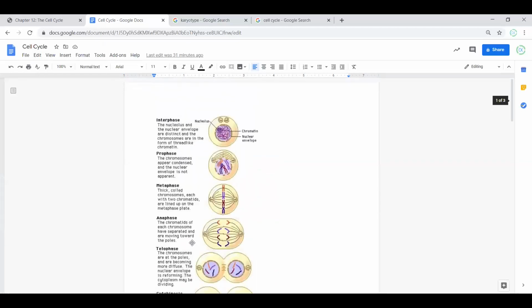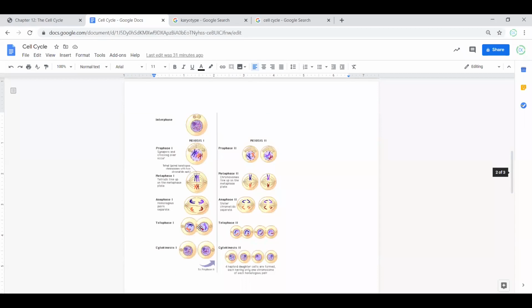Mitosis only takes place in what we call somatic cells. Those are just your normal body cells. So for example, your skin cells, bone cells, muscle cells, heart cells, blood cells, all of those undergo mitosis. But your germ cells will undergo meiosis and produce gametes.